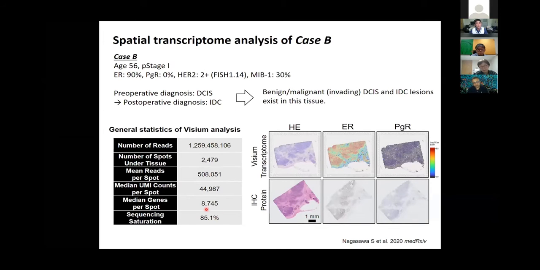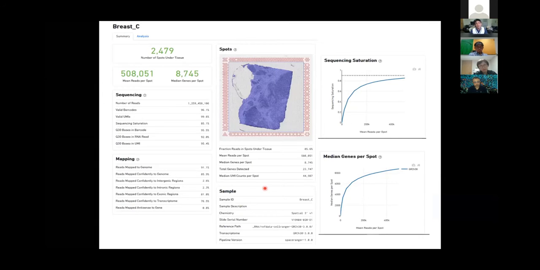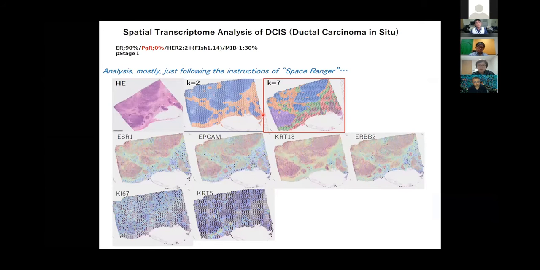And the stats of the Bayesian run showed up like this, and because that was the first case to which we applied the Bayesian analysis, this number might have been overkill, but we generated 10 billion Ds. And the number of spots on the tissue was 2.5K, and the other stats appeared as normal. And it's a really well-designed system, and the results showed up like this. And actually, what we did was just to follow the instructions of Space Ranger and the other software and the instructions provided by 10x Genomics.